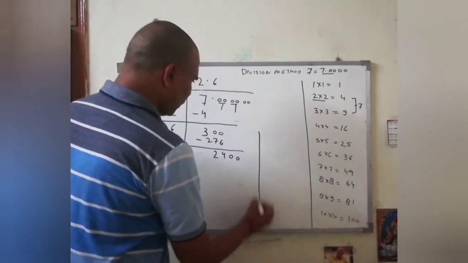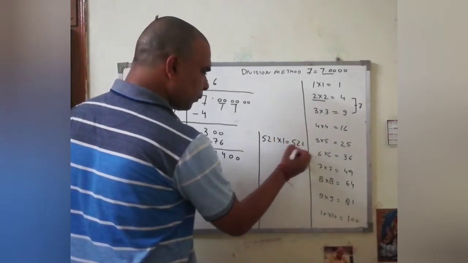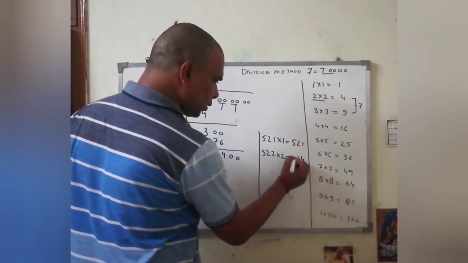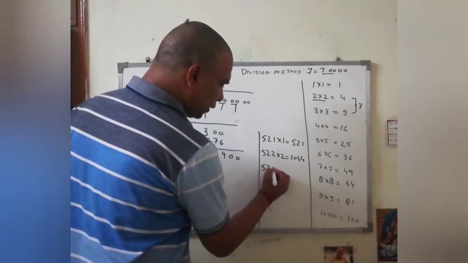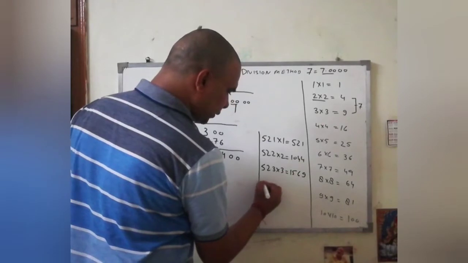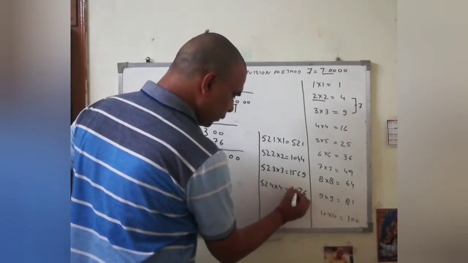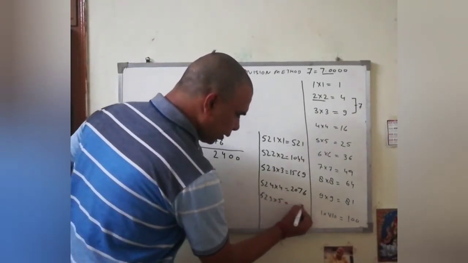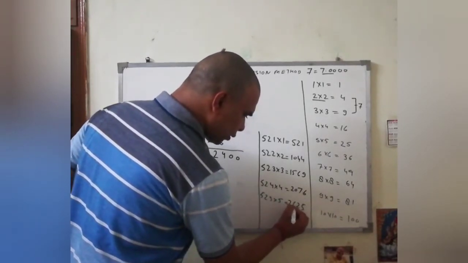Now 521 into 1 is 521. 522 into 2 is 1044. It is also less than 2400. 523 into 3 is 1569. 524 into 4 is 2096. Now I am checking 525 into 5, which is 2625.